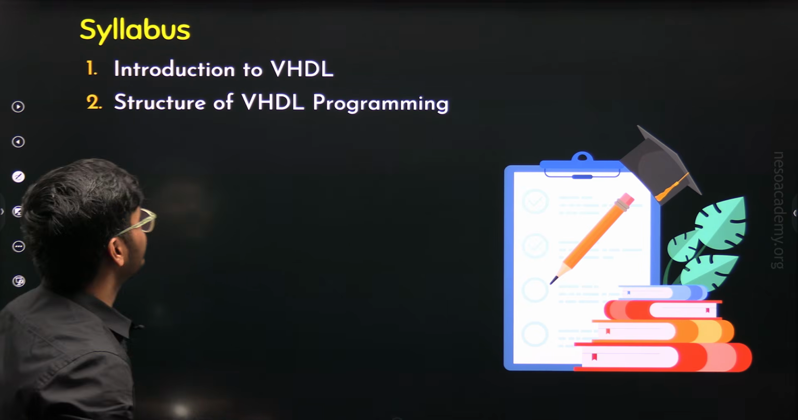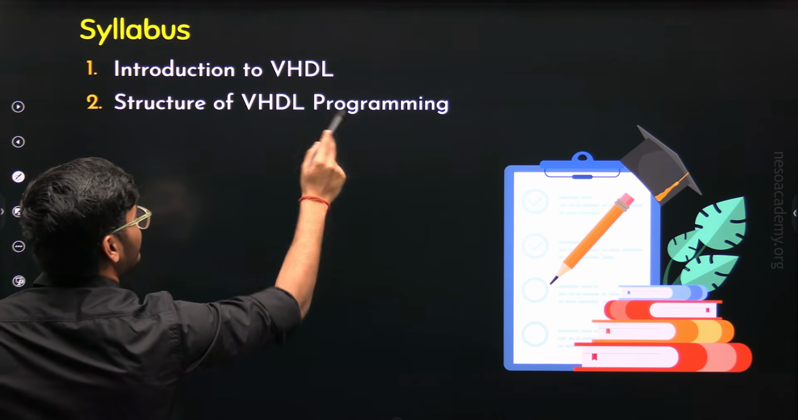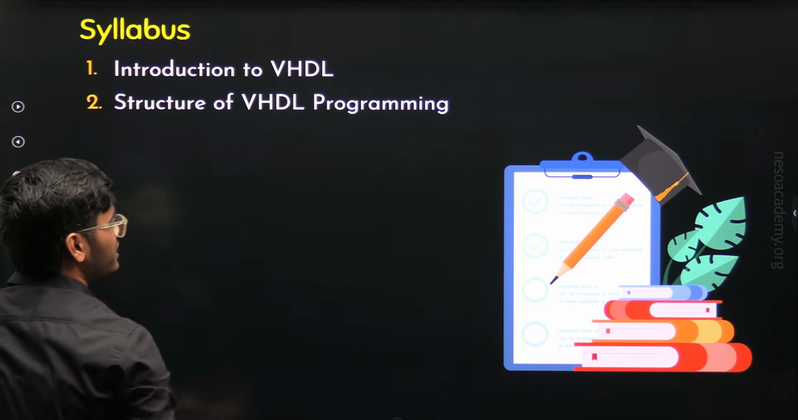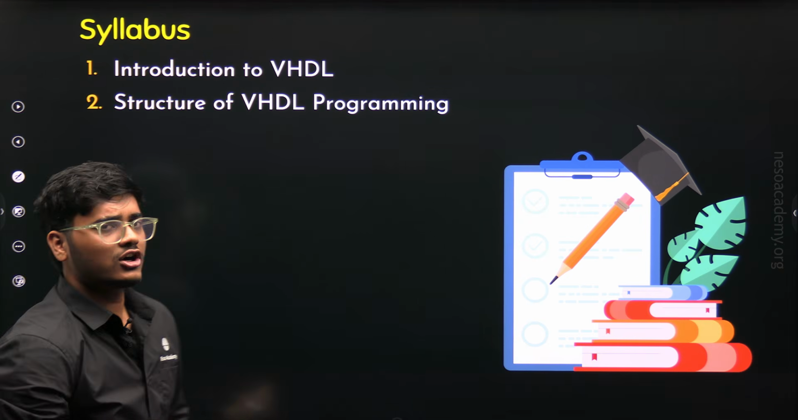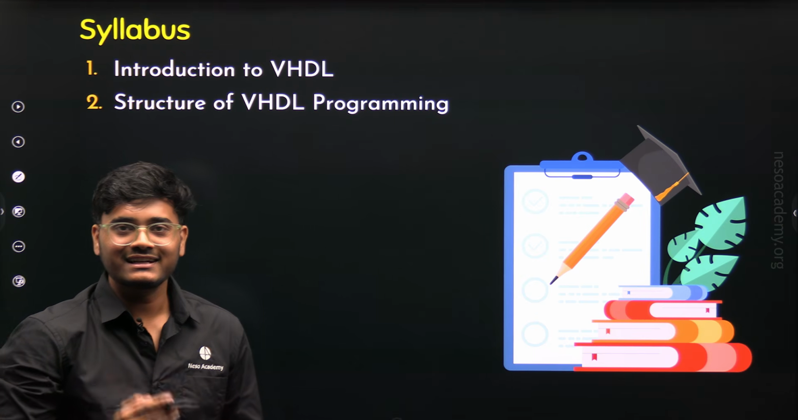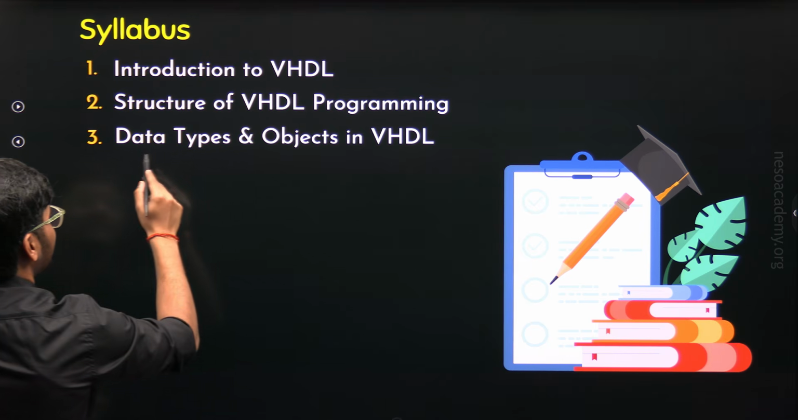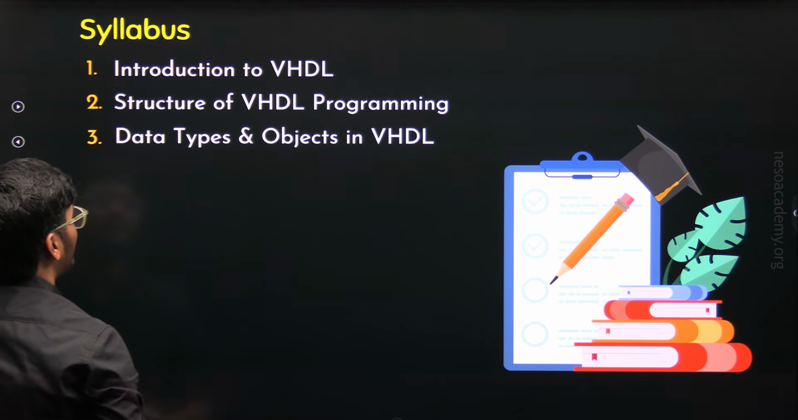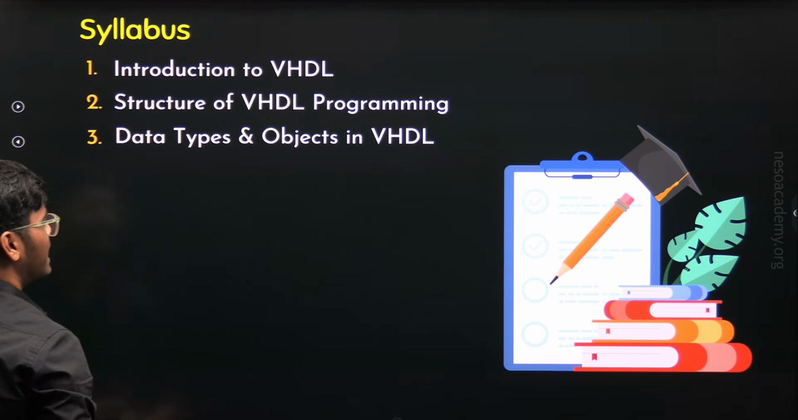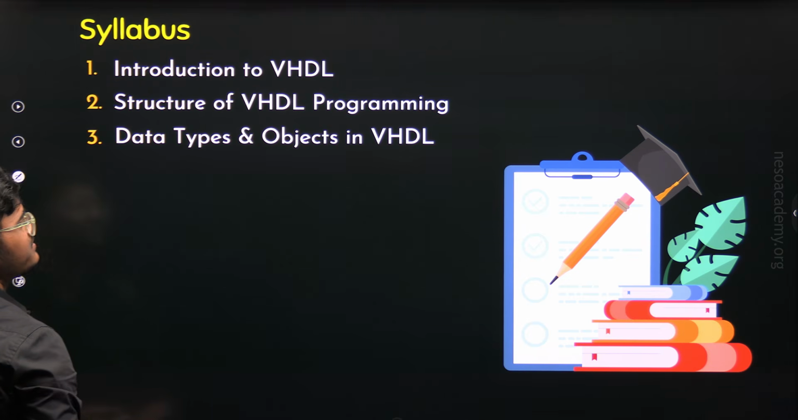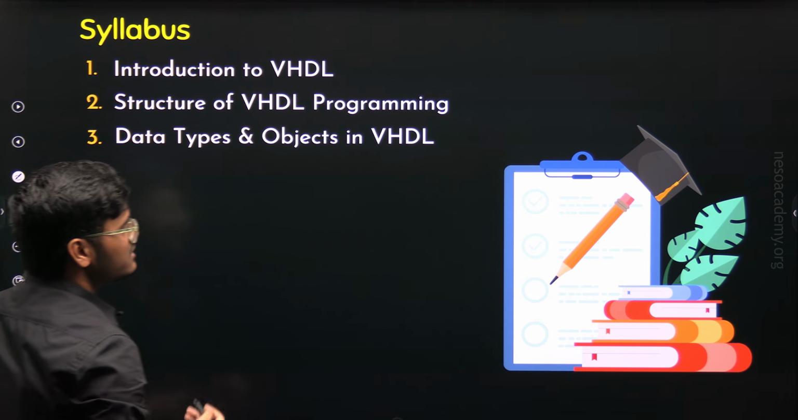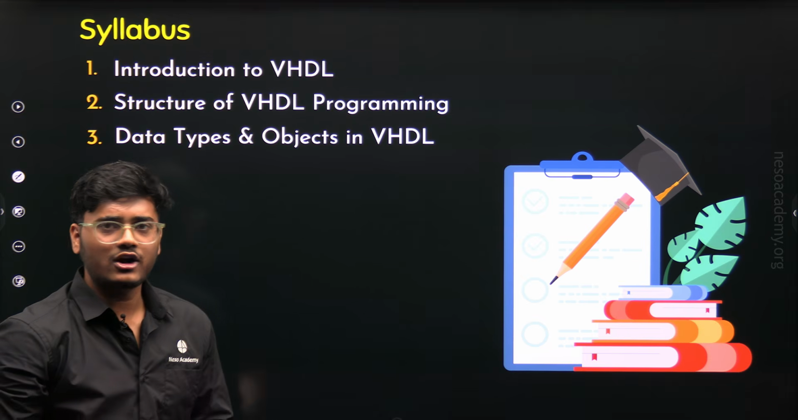Then, our second chapter is Structure of VHDL programming. In this chapter, we will understand the basic structure of VHDL programming, which mainly consists of entity, architecture, library packages, and library declaration. Then, our third chapter is data types and objects in VHDL. There are different types of data used in VHDL programming, like standard logic type, integer type, bit vector types. After this data type topic, we move on to see VHDL objects, such as signals, variables, and constants.